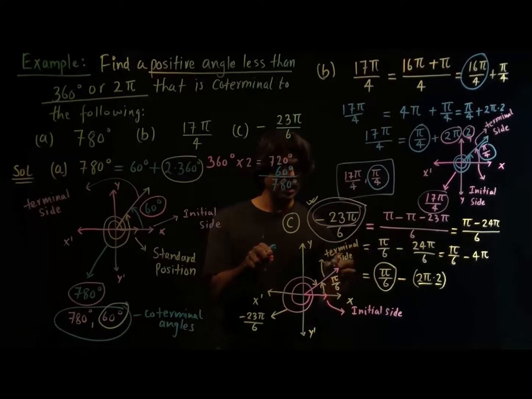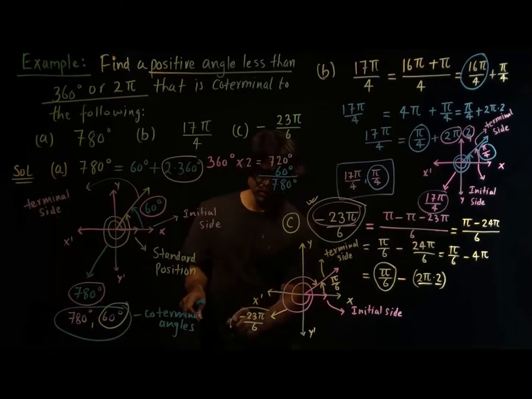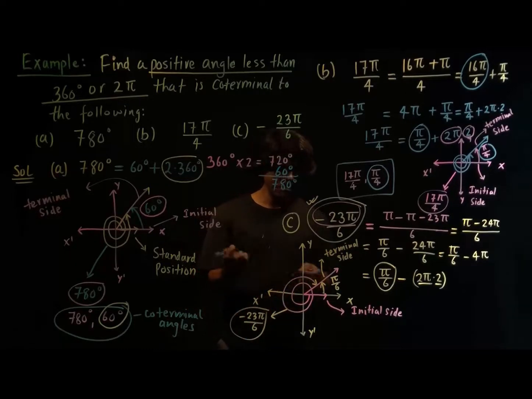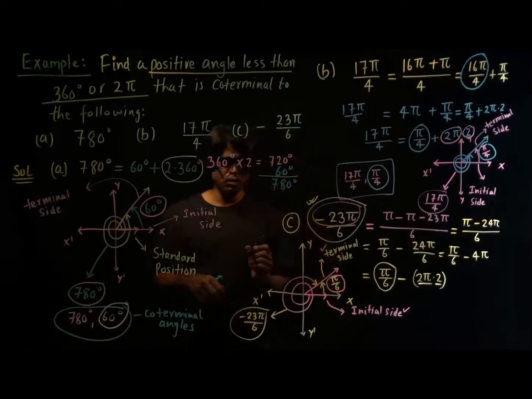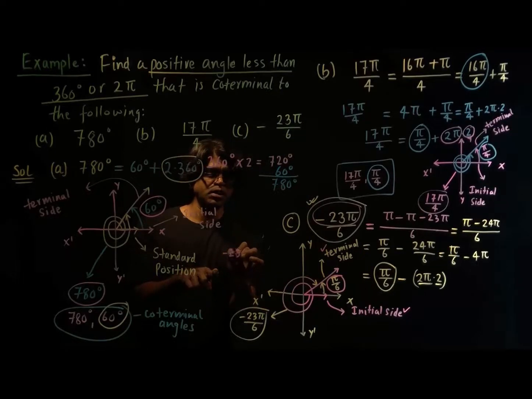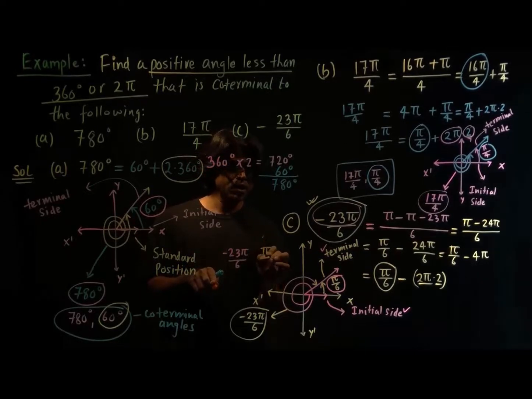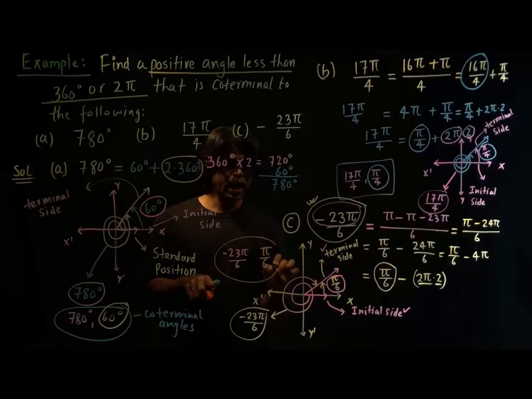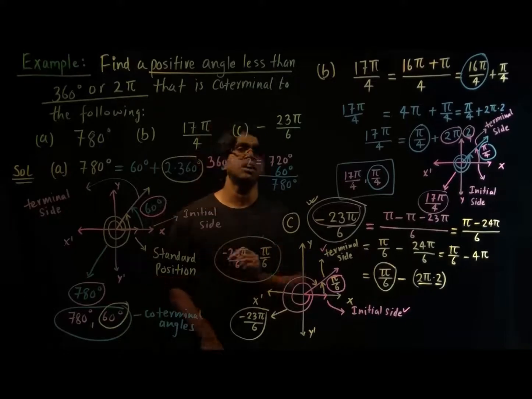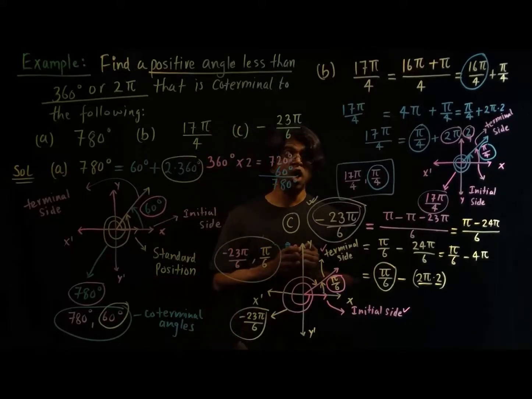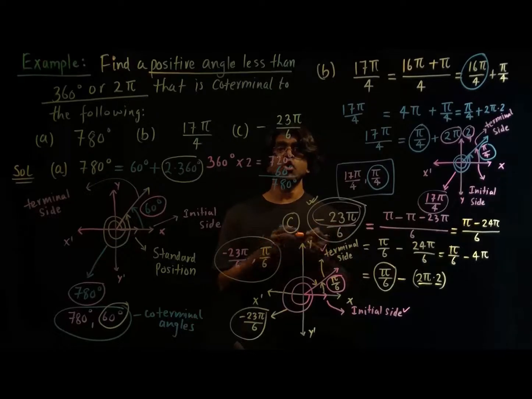So if you look closely, negative 23 pi over 6 and pi over 6 have the same initial and terminal side. So for negative 23 pi over 6, the coterminal angle would be pi over 6. And pi over 6 is a positive angle. And this is how we find the coterminal angle for any given angle.